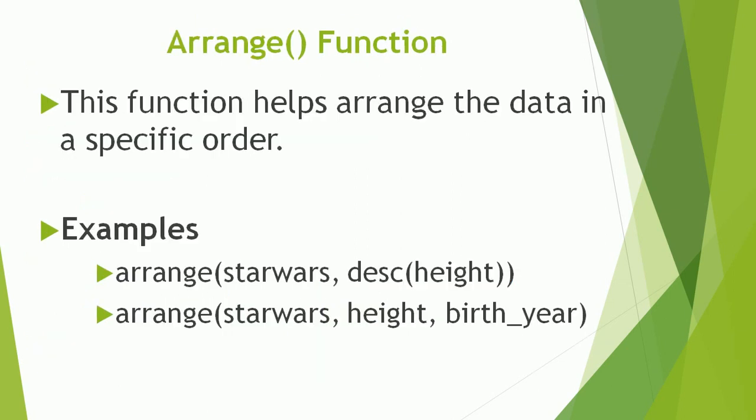The next that you have is the arrange function. So this helps you to arrange the data in a specific order, either in the ascending order or in the descending order, or it can be like one nested under the other. So over here you can write Star Wars, comma, height. By default it takes an ascending order. But if you want to have it in a descending order, then that needs to be specifically given to R.